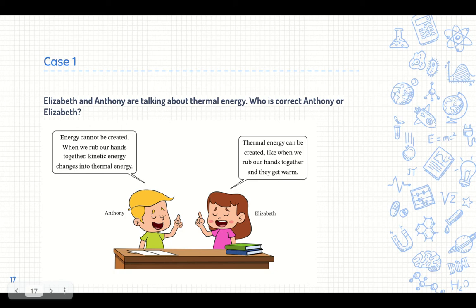Elizabeth and Anthony are talking about thermal energy. Who do you think is actually correct? Is it Anthony or Elizabeth? Anthony says, energy cannot be created. When we rub our hands together, kinetic energy changes into thermal energy. Kinetic energy, remember, motion, into thermal energy. Are they getting warmer or are they getting cooler? Okay, so Elizabeth says thermal energy can be created, like when we rub our hands together and they get warm. So which of the two do you think is actually correct? Think about it, okay? And I might go over this on Friday.